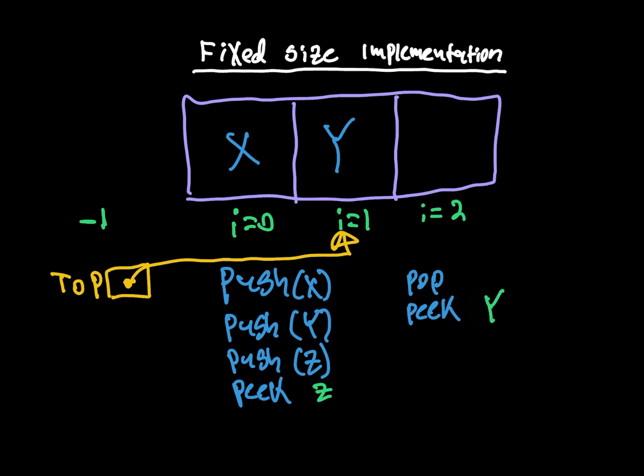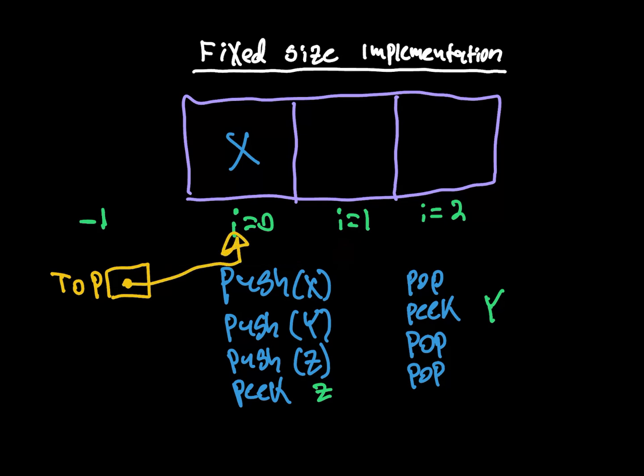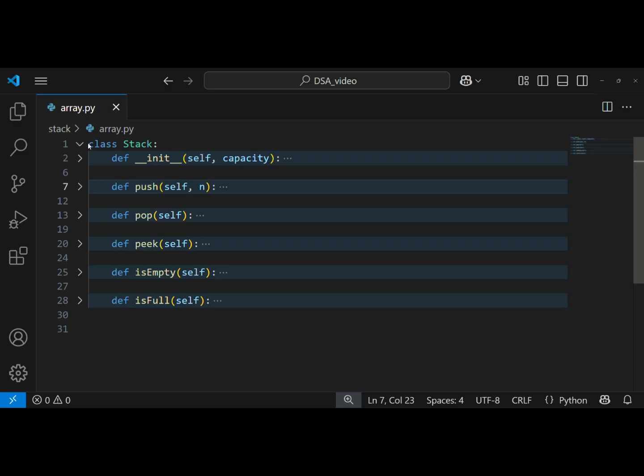Right? And we could do 2 more pop operations, pop and pop. So we would delete Y, decrement top to 0, then remove X, and then finally decrement top one more time back to -1. That's a fixed size stack implementation using an array.